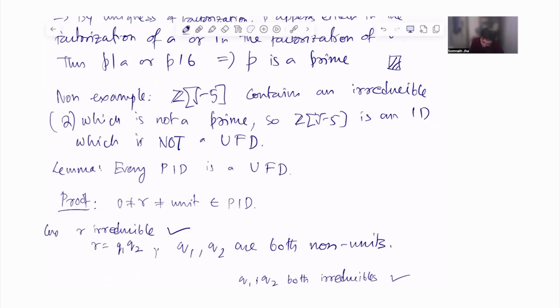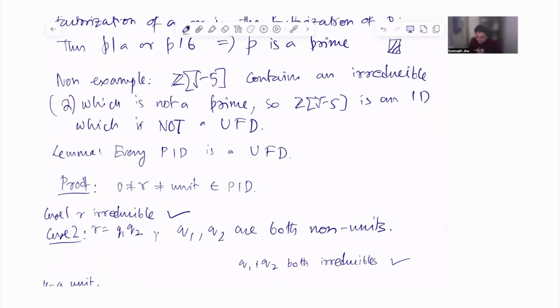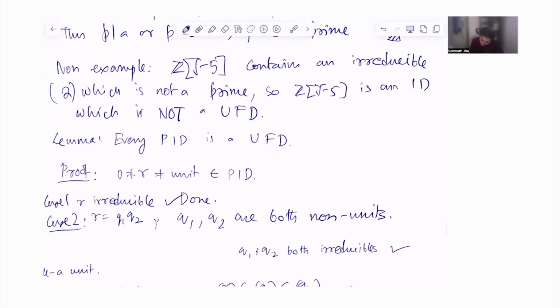So case one, this is case one. This is case two. In case two, it is Q1 into Q2. In case one, if R is irreducible, then we are done. So now you do case two. It is Q1, Q2, and Q1, Q2 are both non-units. If Q1, Q2 are irreducible, in sub-case one, then done. Right? So you have a product of irreducibles. Then we'll prove uniqueness later. Then we are done.